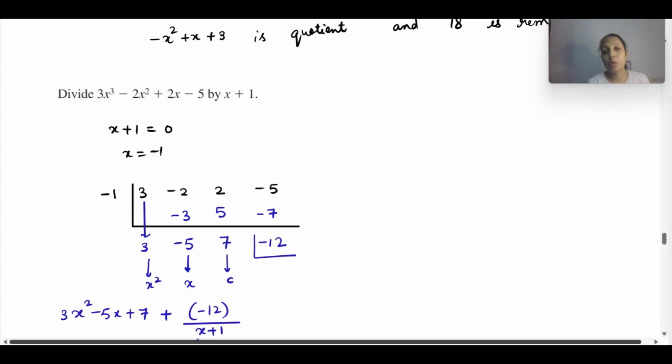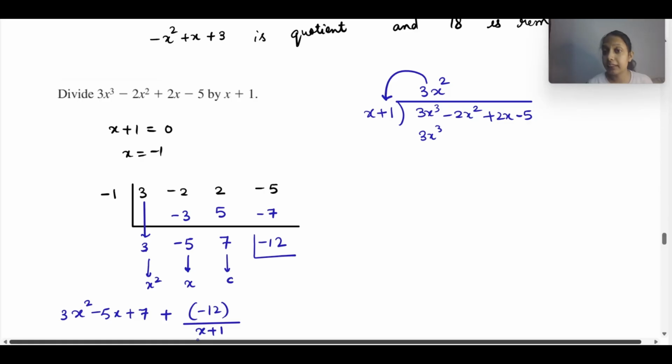Okay. Now I'm using the same polynomial, dividing with the same x plus 1 but using long division. x plus 1 into 3x cube minus 2x square plus 2x minus 5. x and x cube, so I need x power 2 more. It's coefficient 3, so x is multiplied by 3x square, it's 3x cube. 3x square multiplied by 1, it's 3x square.